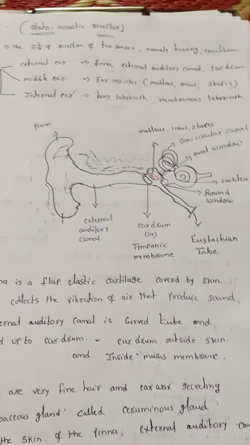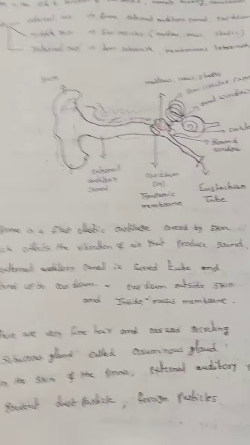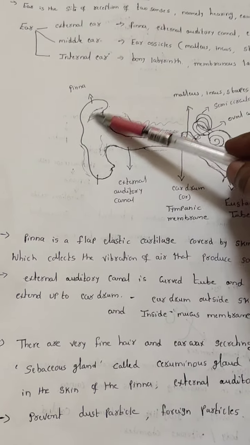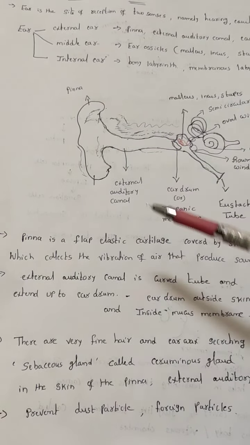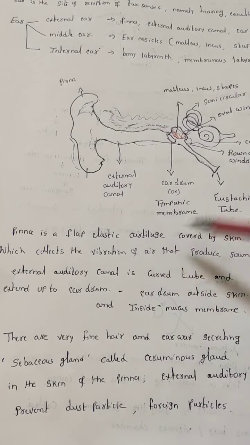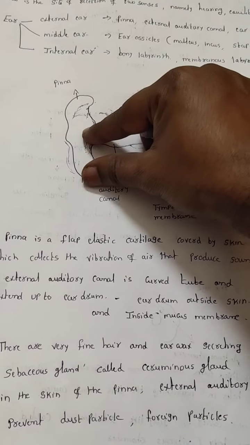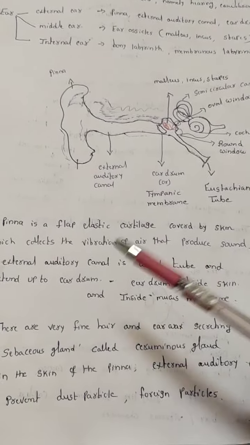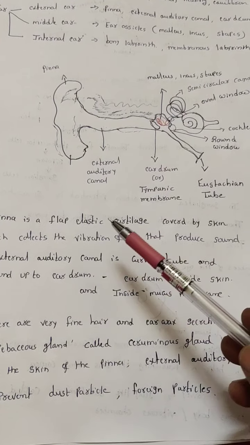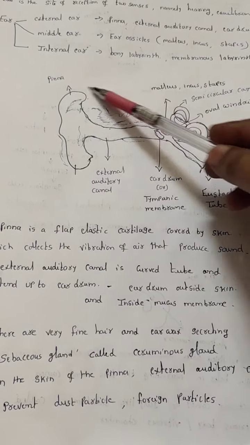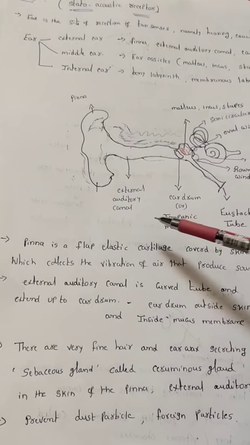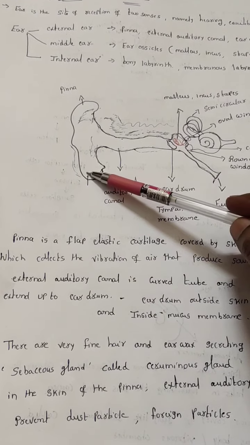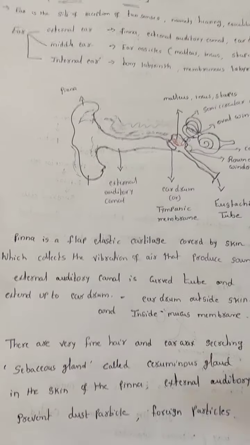Now first we can go for the external ear. This is the pinna. This pinna is a flap of elastic cartilage. If you twitch it like this, it comes back to its original position. That's why, what type of cartilage does it have? Elastic cartilage, and it is covered by skin. Basically the sound waves touch the pinna region.